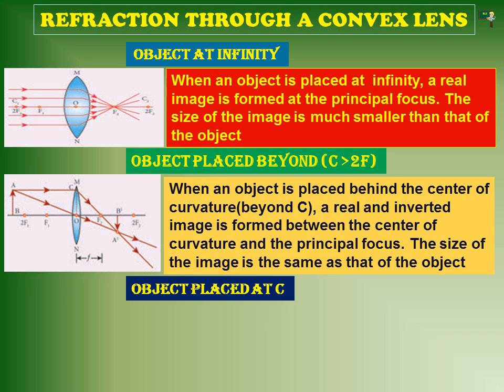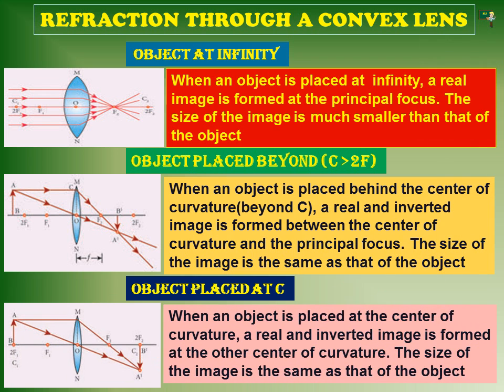The third one, object placed at C, the center of curvature. When an object is placed at the center of curvature, a real and inverted image is formed at the center of curvature. This is C1 and this is C2. The size of the image is the same as that of the object. There will be no change in the size of the image.